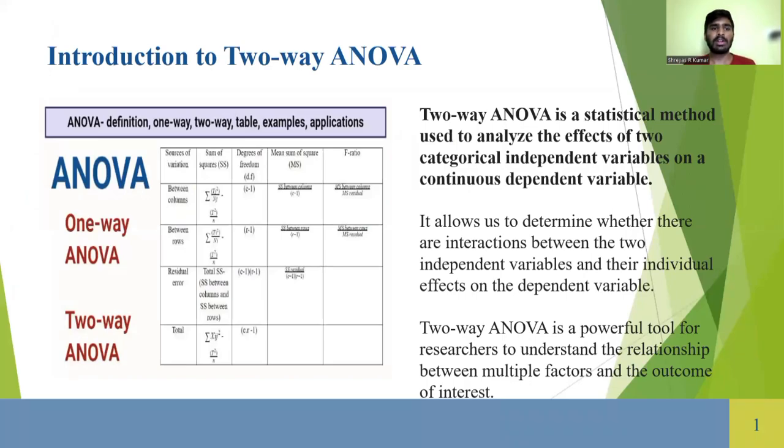So let's begin with what two-way ANOVA is. Two-way ANOVA is a statistical method used to analyze the effects of two categorical independent variables on a continuous dependent variable. It allows us to determine whether there are interactions between the two independent variables and their individual effects on the dependent variable. Two-way ANOVA is a powerful tool for researchers to understand the relationship between multiple factors and the outcome of interest.